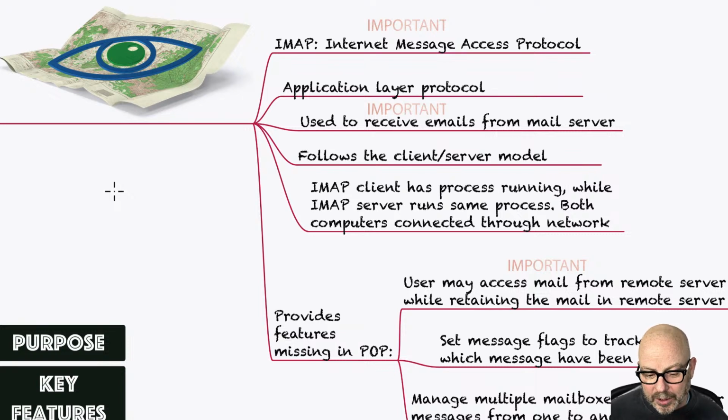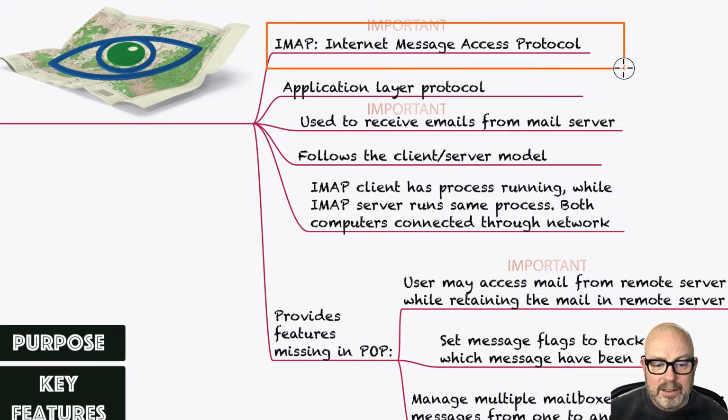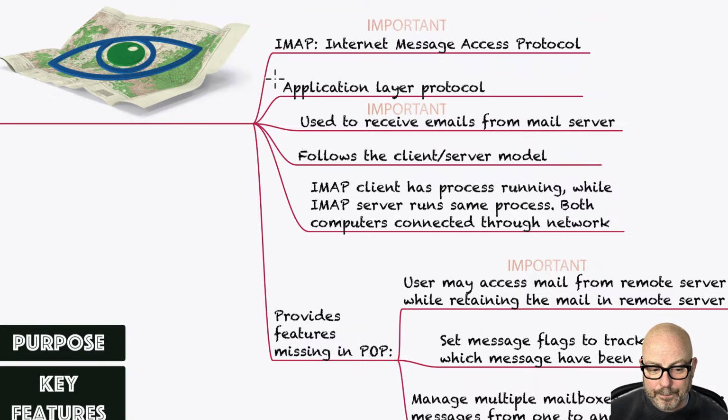So I'll run through what they do, and then I'll talk about what the similarities and differences are. Well, the similarities are easy. They're both for downloading mail messages from a mail server. So IMAP stands for Internet Message Access Protocol. Again, it's on the application layer, and the important thing is it's used to receive emails from the mail server.